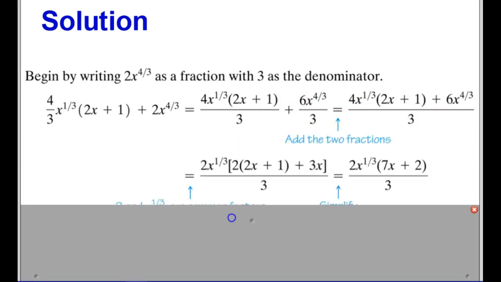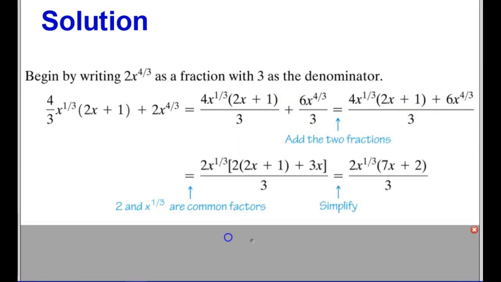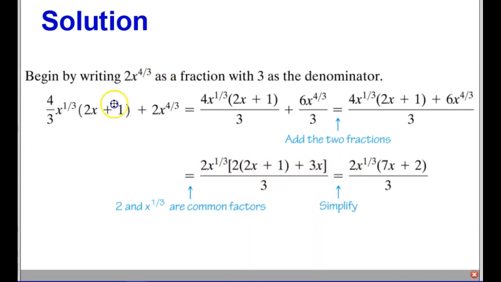And then I am able to pull out and factor out things that I see. So I see that all of my terms have a 2. And all of my terms have an x to the third, so I can pull that out as well. And then I can just go through and simplify what I have left to get my final answer. So the first thing when factoring is always make sure that I get fractions with a common denominator first, and then I can combine terms and factor out anything that's common between them.